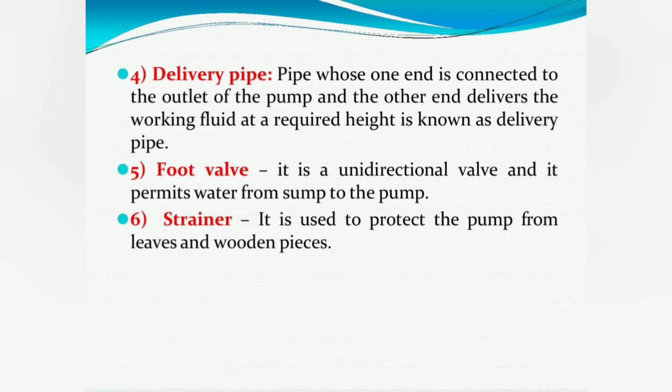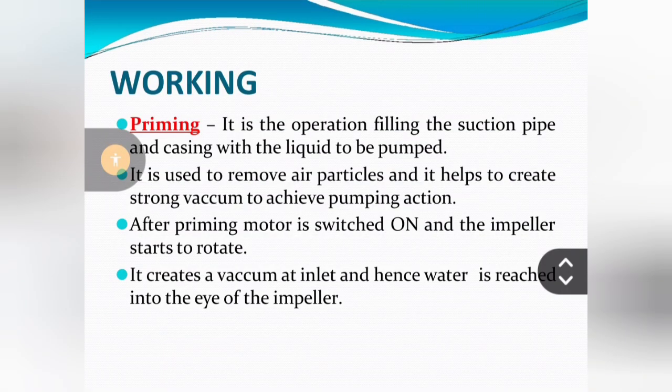So we can see how it works. Priming is an operation of filling the suction pipe and the casing with liquid to be pumped. It is used to remove air particles and it helps to create strong vacuum to achieve pumping action. After priming, motor is switched on and the impeller starts to rotate. It creates a vacuum at the inlet and hence water is released into the eye of the impeller.